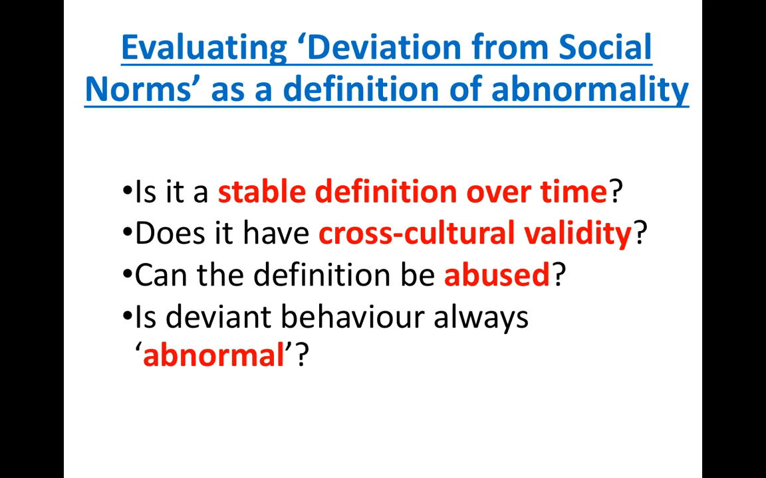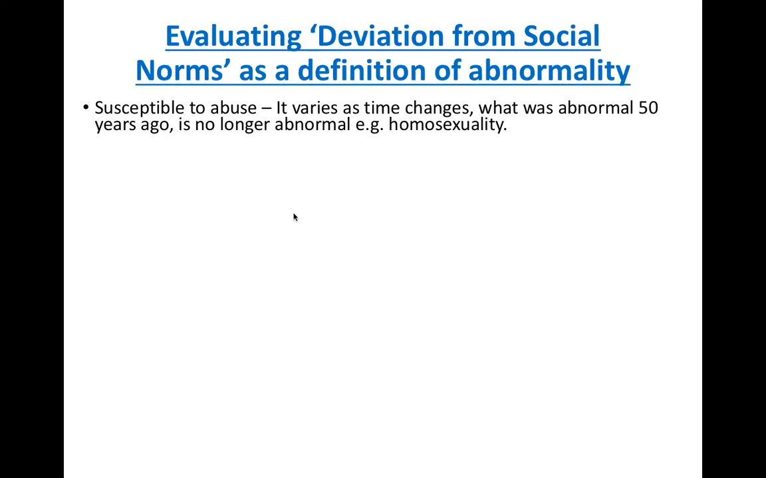So some questions for you to consider when we come to evaluating deviation from social norms. Is it a stable definition over time? Does it have cross-cultural validity? Can you remember that definition of validity that we looked at last term? Can the definition be abused? Is deviant behaviour always abnormal?